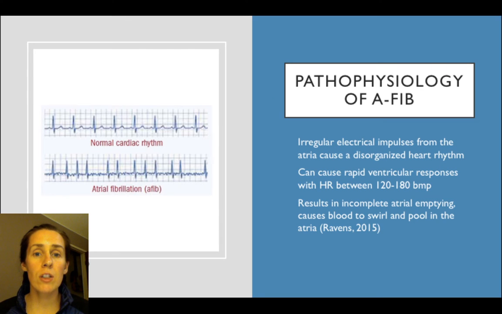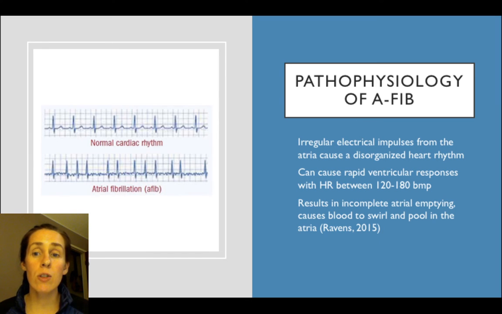The pathophysiology of AFib. Irregular electrical impulses from the atria cause a disorganized heart rhythm. Can cause rapid ventricular responses with a heart rate between 120 and 180 beats per minute. It results in incomplete atrial emptying, which causes blood to swirl and pool in the atria.